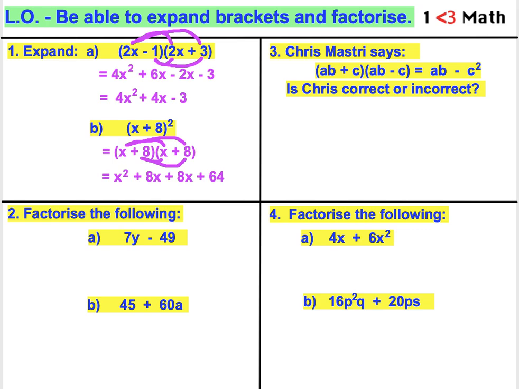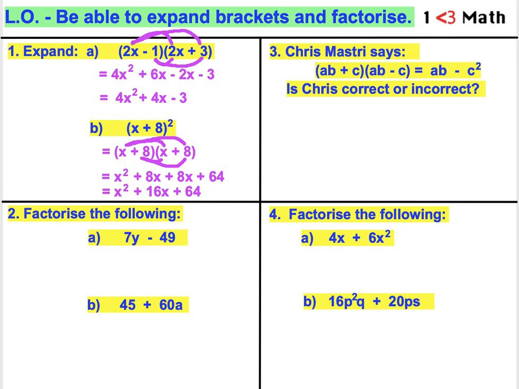No more x squareds other than the x squared. No more integers other than the 64. But we can simplify the plus 8x plus 8x, and that's going to give us plus 16x. So our solution here is going to be x squared plus 16x plus 64.